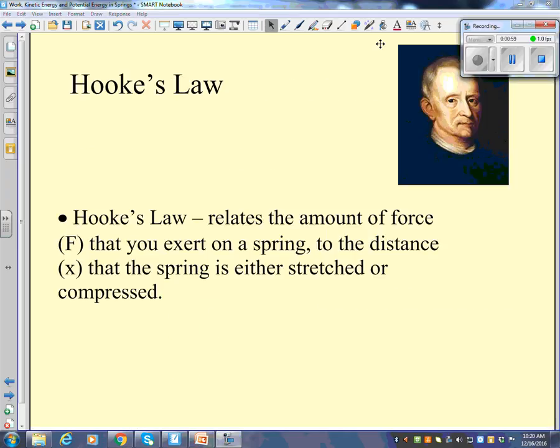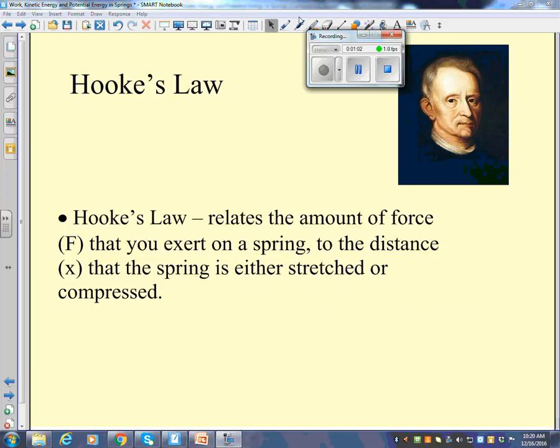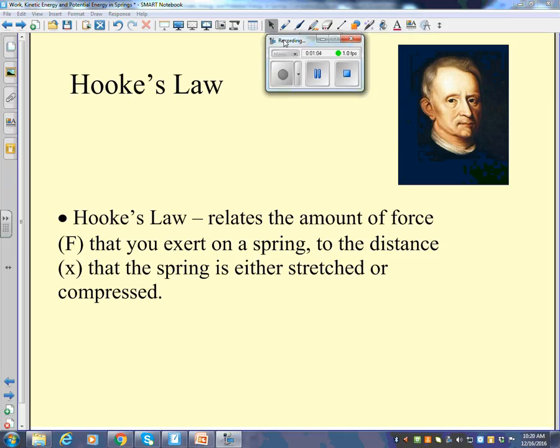Okay, so Hooke's law, here's Robert Hooke, some sort of scientist from way back when. And Hooke's law relates the amount of force F that you exert on a spring to the distance x the spring is either stretched or compressed. I think that generally makes intuitive sense, right? As you stretch a spring, or it could be an elastic band, the amount of force, like that last little bit at the end, you need a lot of force. So as the thing gets stretched more and more, the amount of force that you need is more and more.